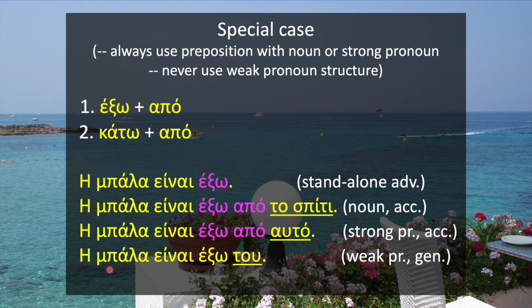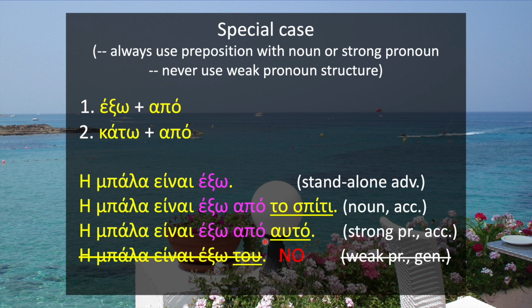Now, here is the weak pronoun structure. Η μπάλα είναι έξω του. This is absolutely wrong. We cannot say that. So we can never use the weak pronoun structure with these two adverbs, έξω and κάτω. So when they are not standalone adverbs, always use the preposition από.